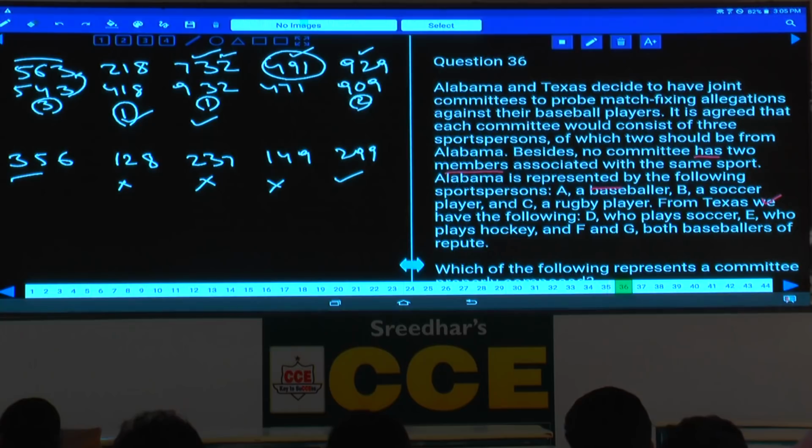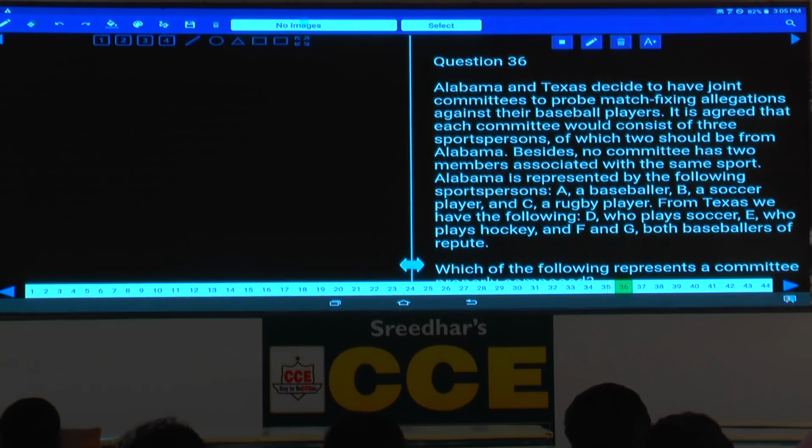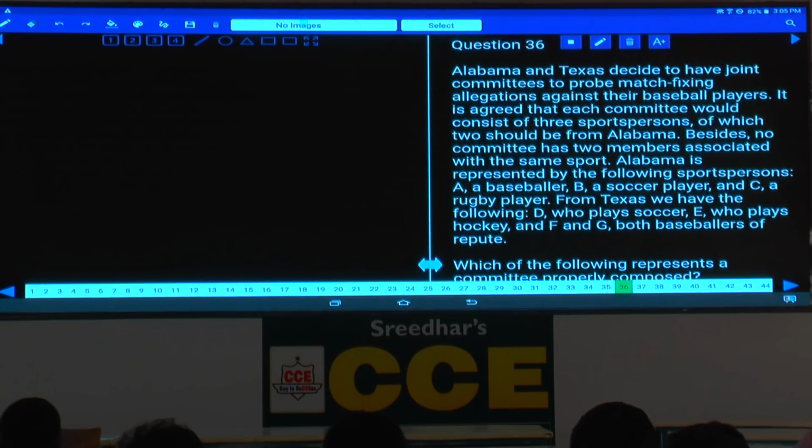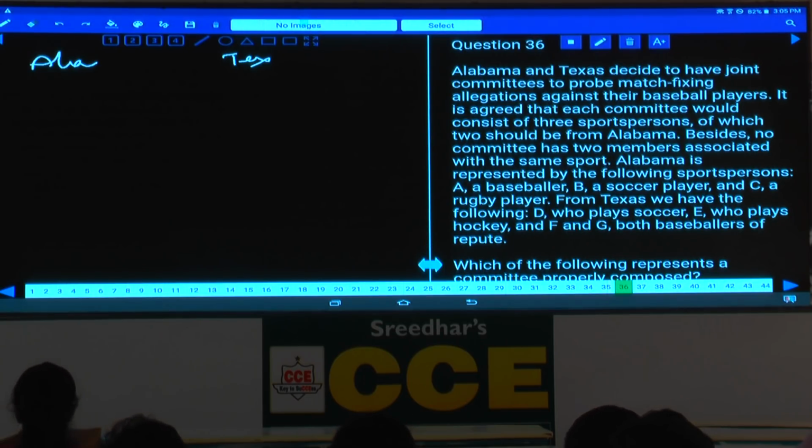Then question numbers 36 to 40. Now question numbers 36 to 40, what are they based on? Alabama and Texas. Now Alabama and Texas decided to have joint committees to probe match fixing allegations against their baseball players. This is Alabama, and the next one is Texas. Alabama and Texas have decided to form a joint committee to probe match fixing allegations against their baseball players.